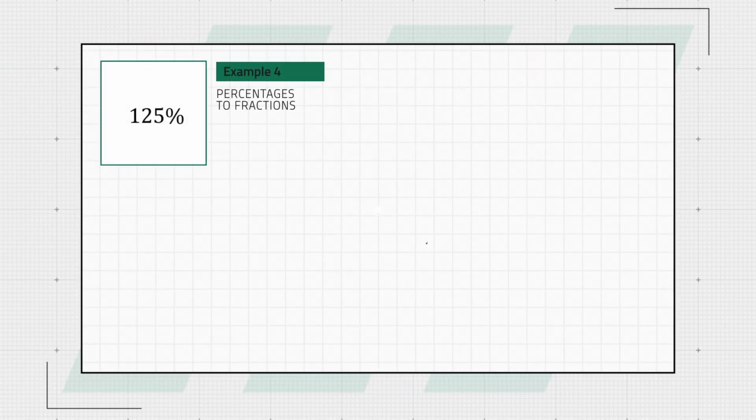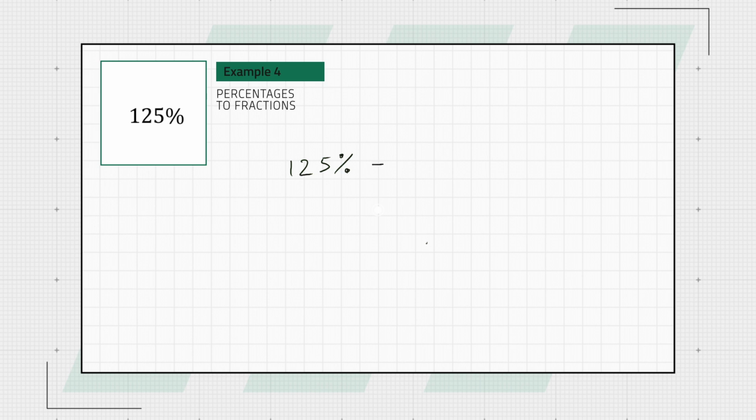Alright, let's look at a different one now. We're going to look at 125%. Now, because this percentage is larger than 100, we'd expect its fraction to be greater, or an improper fraction, which we'll have to put as a mixed number.